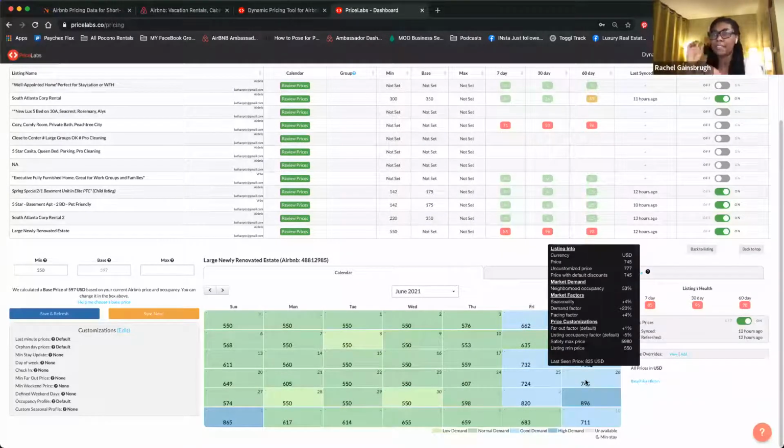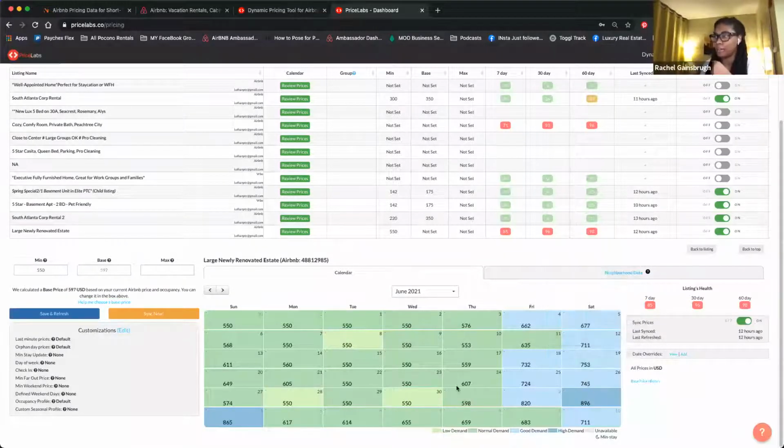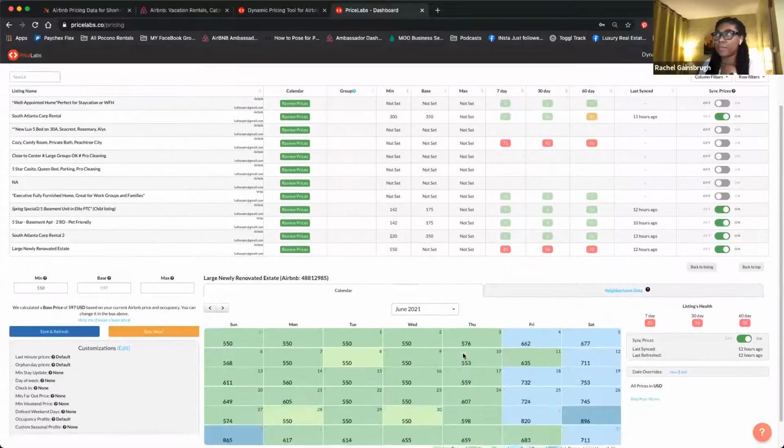But on the back end, I can see this date was this price, this date was this price, and so on and so forth. And PriceLabs determines the pricing. That's part of my tool that I use to manage the properties.